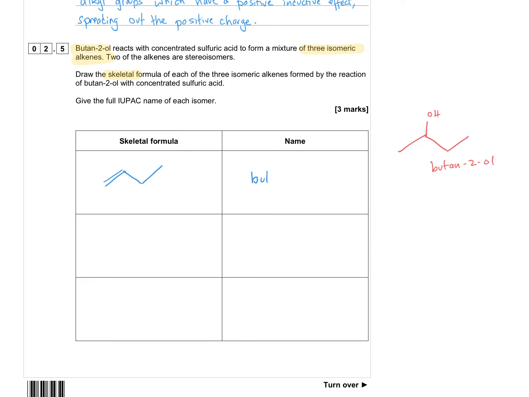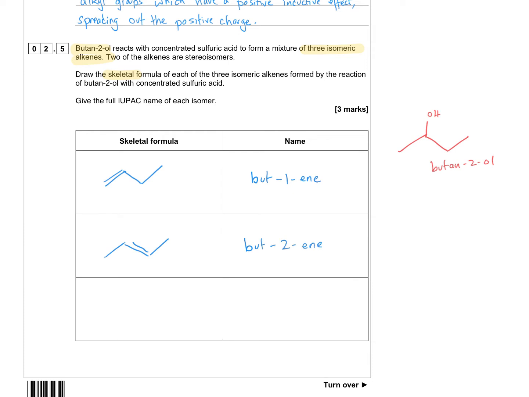So if we think about where the OH and the H can be removed to form a double bond, this is one of the options. So this is but-1-ene. And then if you think about how the double bond can then form in the middle position rather than on the end, we're going to end up with but-2-ene.